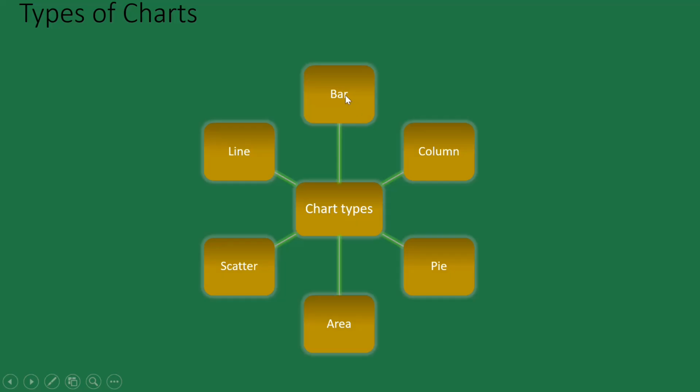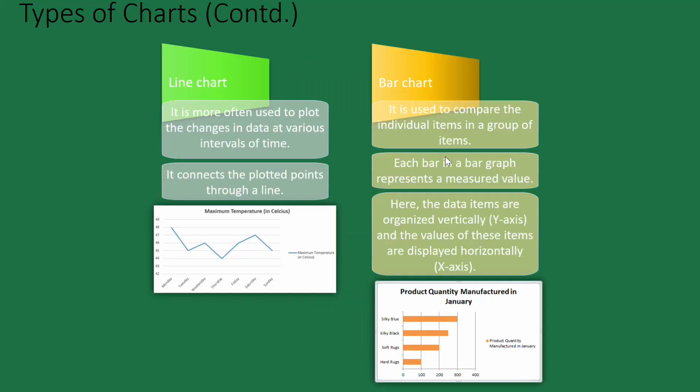Types of charts: bar chart, line chart, scatter, area, pie chart, column. There are other charts also. These are the major charts we are basically using, right? There's a donut also. There are other charts there, but these six types are the ones we most probably use. So let's see what the difference is between each chart and let's discuss in detail.